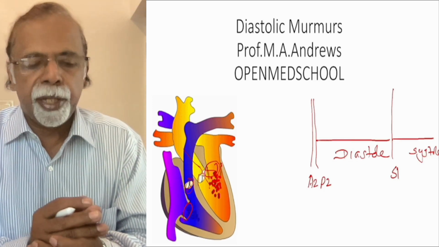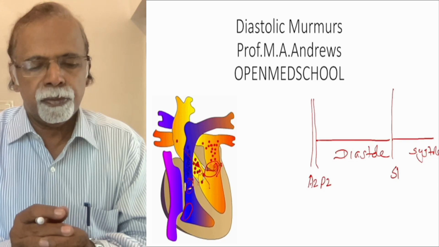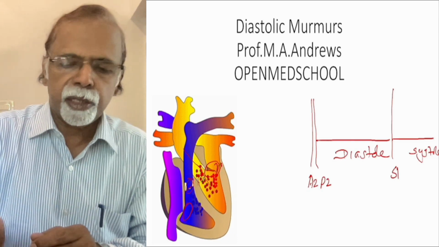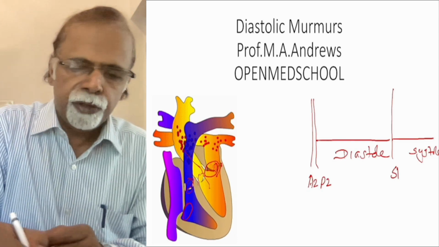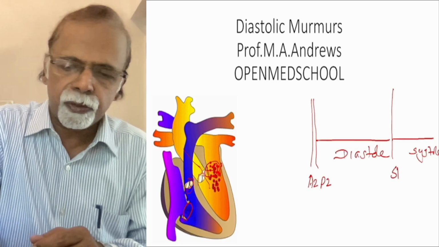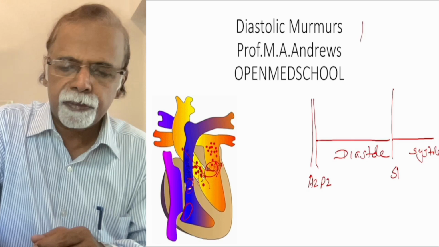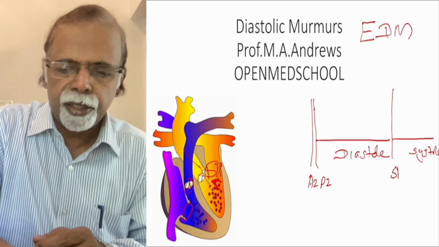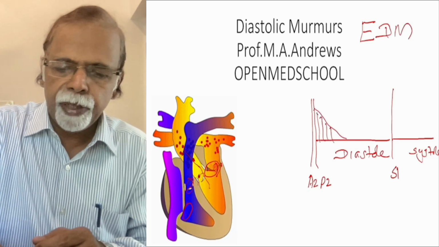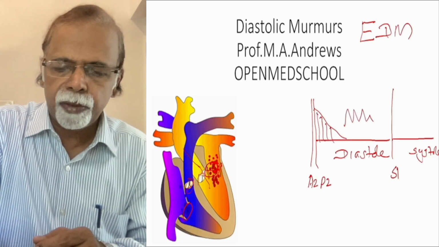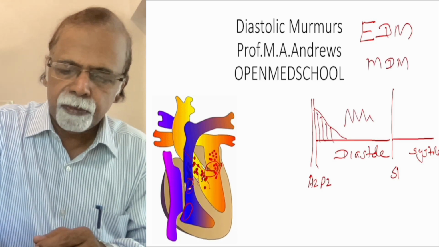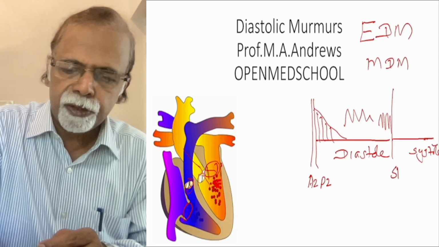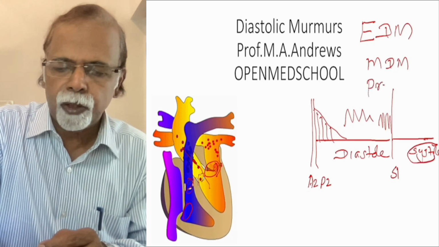Now we look into the mechanism of production of the diastolic murmurs. Depending upon the timing, the diastolic murmurs can be divided into one which occurs in the early part of diastole, called the early diastolic murmur. The murmur that occurs in the middle is called the mid-diastolic murmur. The murmur that occurs at the last part, just before systole, is called the pre-systolic murmur or late diastolic murmur.